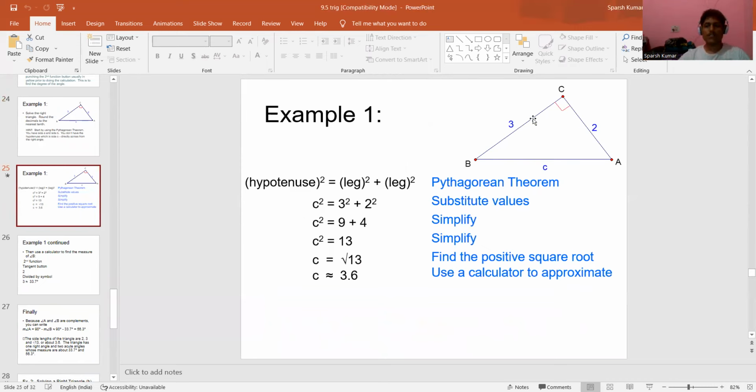We also have a basic theorem known as the Pythagoras theorem. This is a very simple theorem which says the hypotenuse square is equal to base square plus height square. So if you want to find C, you can find it by this method.